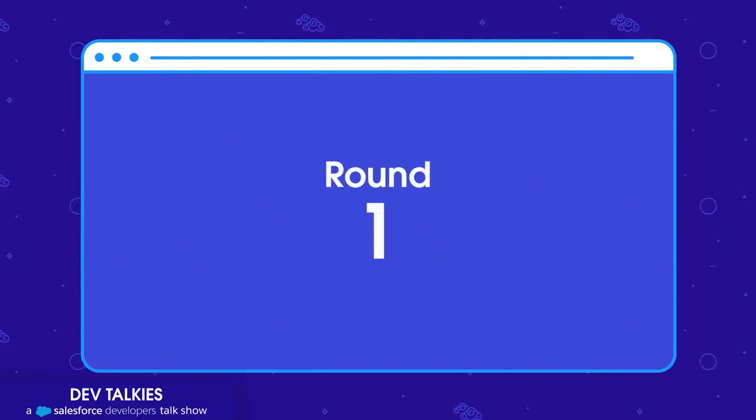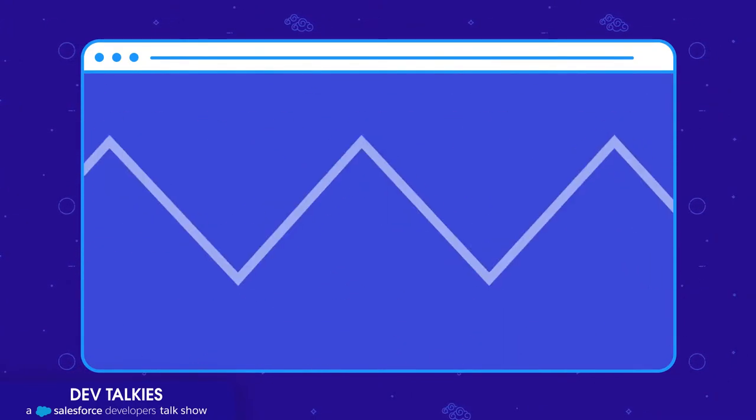So this game is going to have two rounds, and the team with the most number of points at the end of both the rounds is going to win. Let's get started with the first round, in which one person from a team is going to draw and the other person is going to guess. If you're able to guess correctly, your team gets 10 points. And all the words from this round are going to be related to Salesforce. Okay?